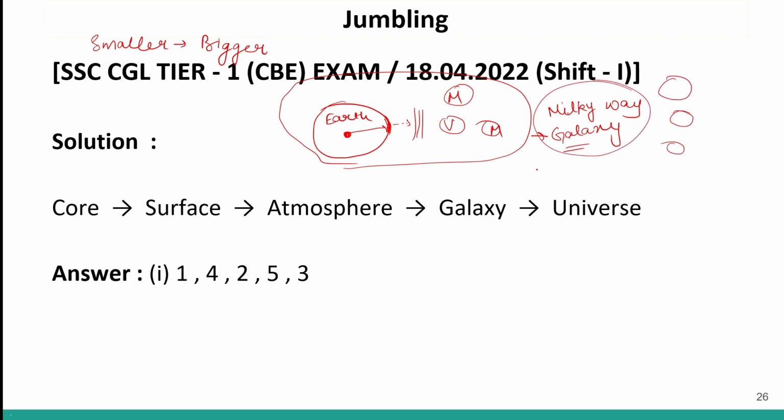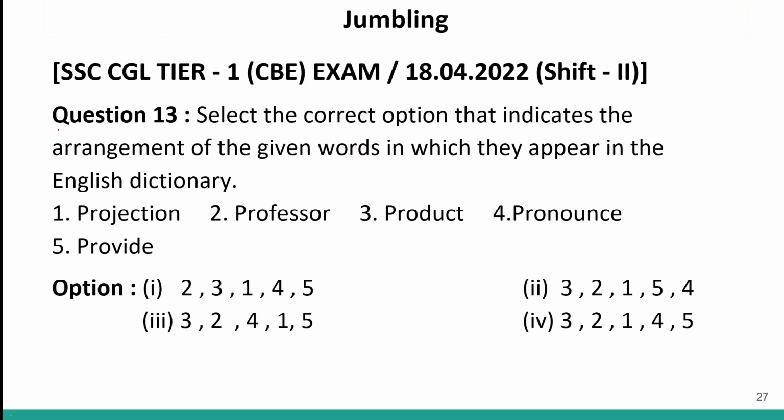There will be multiple galaxies. So our universe is made up of multiple galaxies. So this will be the correct logic. We are moving from the smaller element to the bigger element. Okay. Question number 13. We have to arrange it in English dictionary order. The words are projection, professor, product, pronounce, and provide.